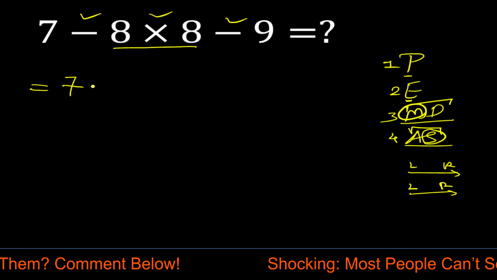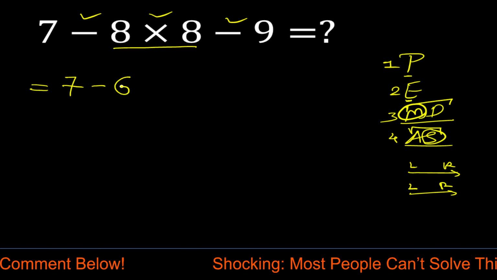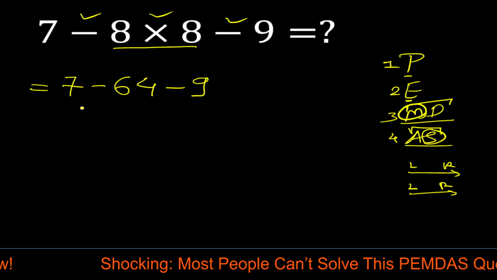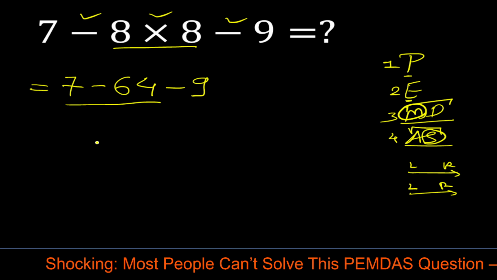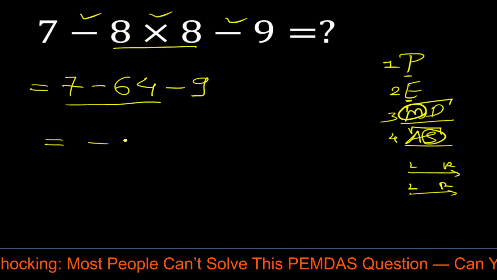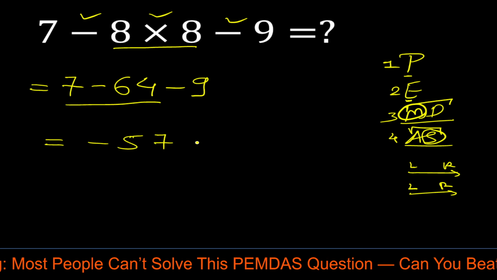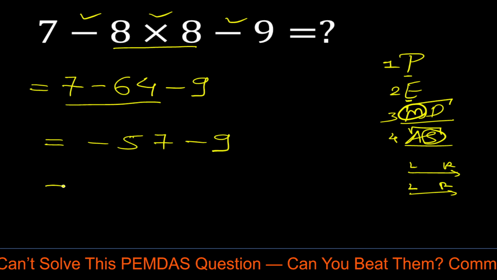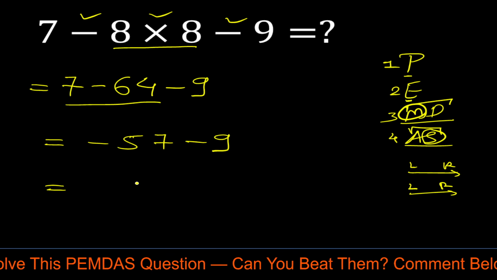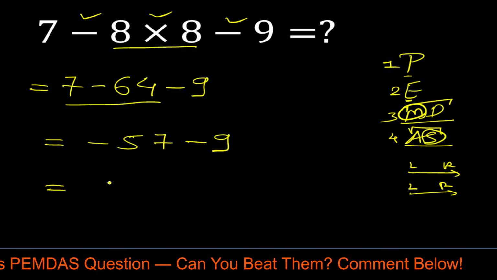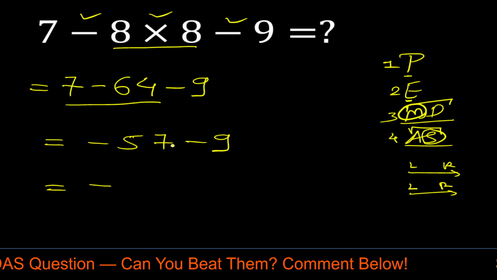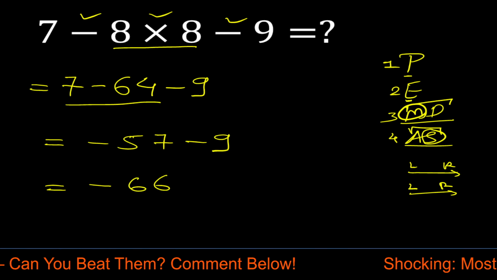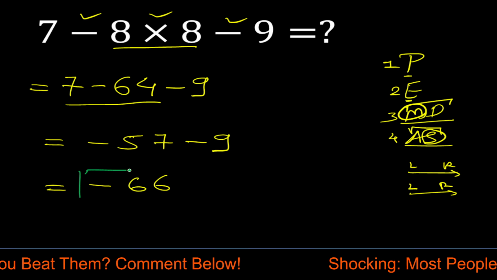So now 7 minus, now 8 times 8 is equal to 64, minus 9, right? Now 7 minus 64 is equal to minus 57, minus 9, right? So now minus 57 minus 9 is equal to minus 66, right? So the correct answer is minus 66.